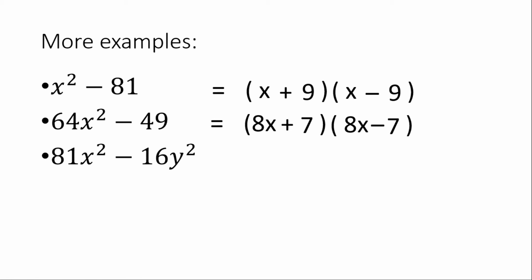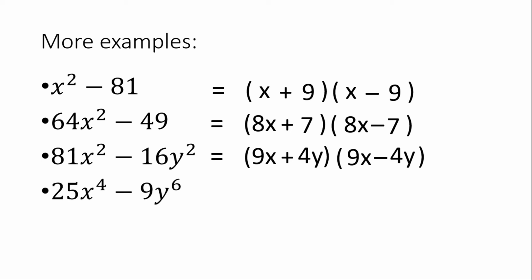Next, we have 81x squared minus 16y squared. First, let us get the square root of 81x squared, and that is 9x. The square root of 16y squared is 4y. So the factor of 81x squared minus 16y squared is equal to 9x plus 4y times 9x minus 4y.